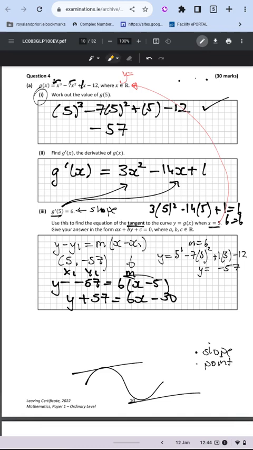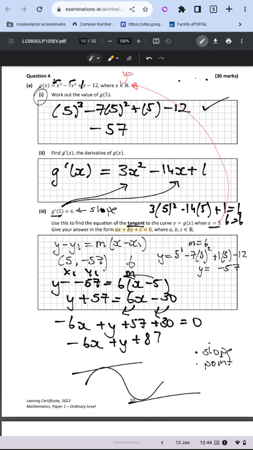Technically it says, write it in this form. What that form means is, get everything to one side. So, bring across my 6x and the minus 30, I get minus 6x plus y plus 57 plus 30 is equal to 0. Minus 6x plus y plus 87 is equal to 0.